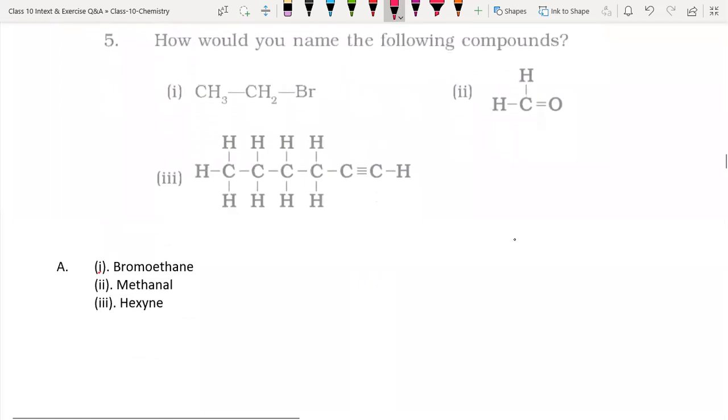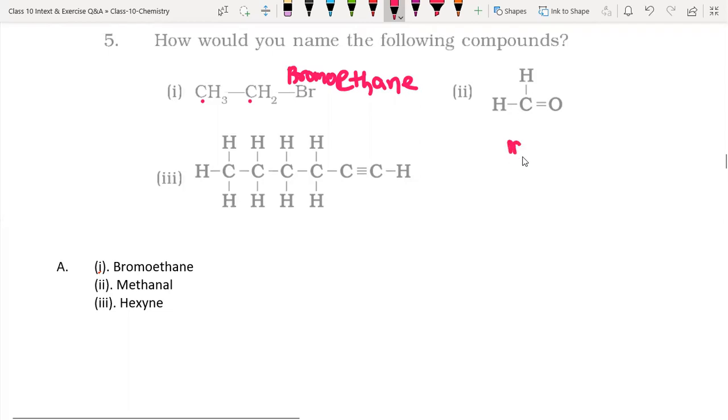Next, if they give a structure, how to name it? You see, here you have been given CH3 bond CH2 bond Br. Now let us try to write that one. First count carbons: meth, eth. So it will become eth, and between carbons single bond. And here, if you observe, bond Br means bromine, and it will be a prefix, right? So bromine should be named in front. It will become bromoethane. So simply you can write it as alkane, ANE. It will become bromoethane.